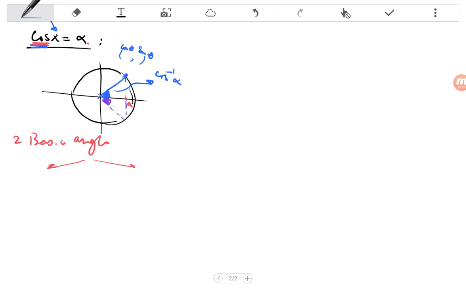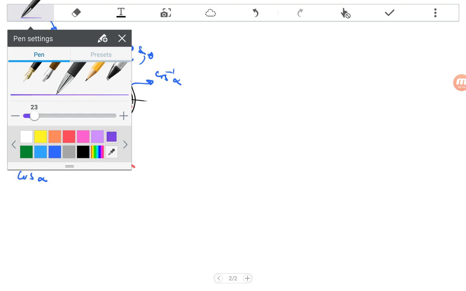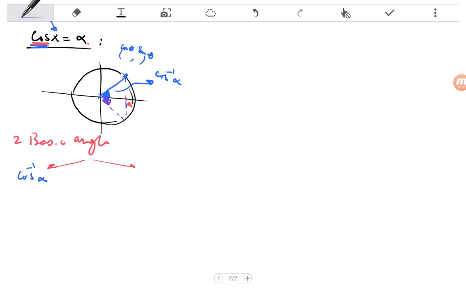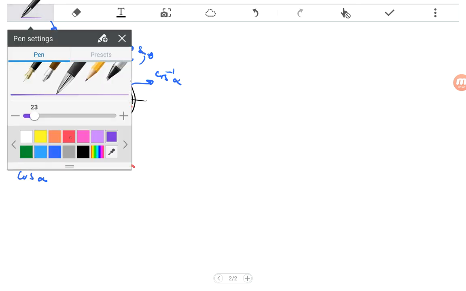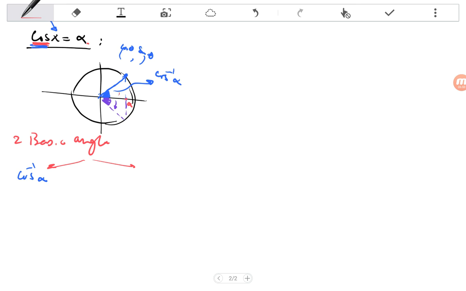This one is just exactly the cosine inverse alpha. What about the other angle? How would I describe that other angle, or that purple angle? It just has the same value as the above angle, but in a negative direction. That is in a positive direction, and that is in the negative direction. So it is just that angle, but in the negative direction. Okay? So we have two basic angles.